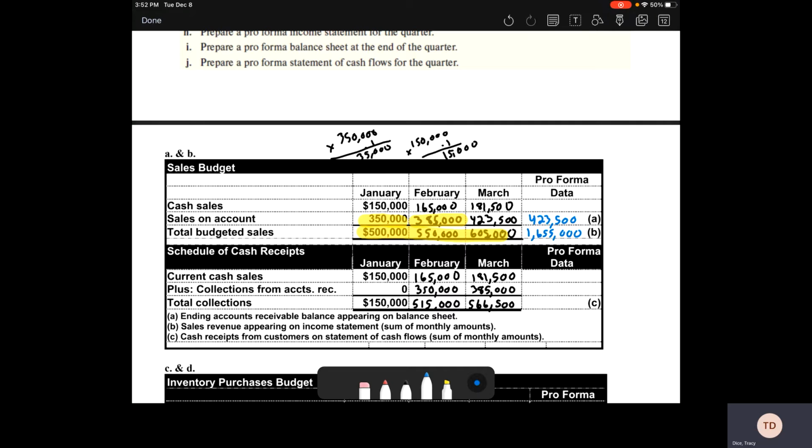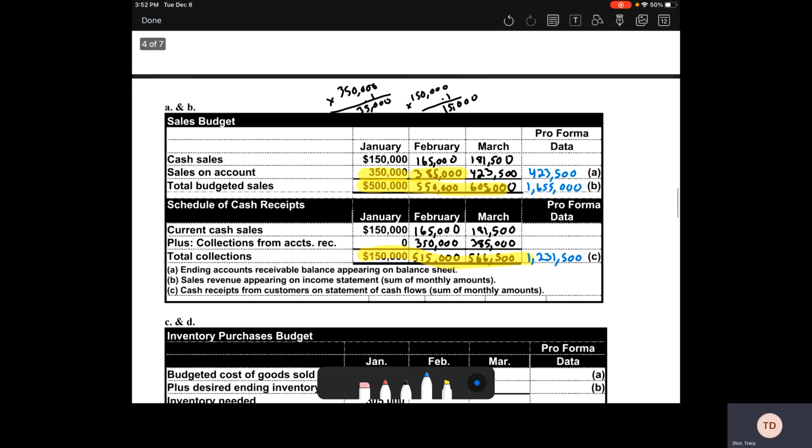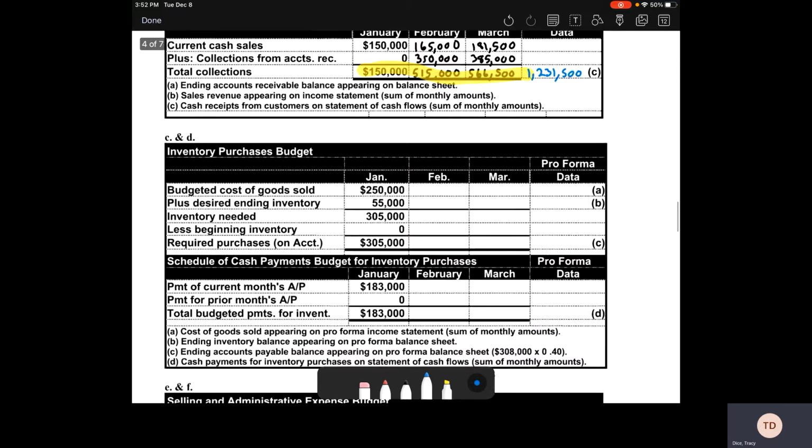And then the last thing we need to look at is our total cash receipts for those 3 months. So for our statement of cash flows, how much cash did we bring in during those 3 months? So we add those three together, and we get 1,231,500. So that's parts A and B. We'll now quickly do parts C and D for your inventory purchases.